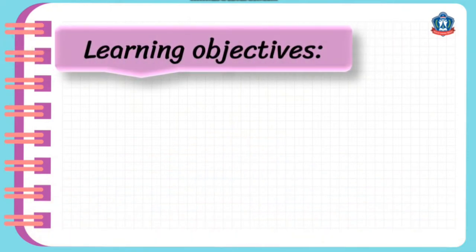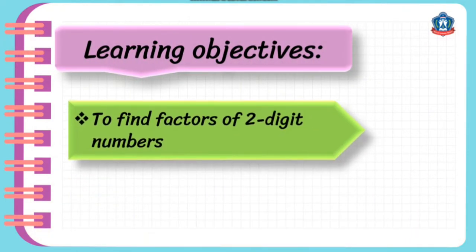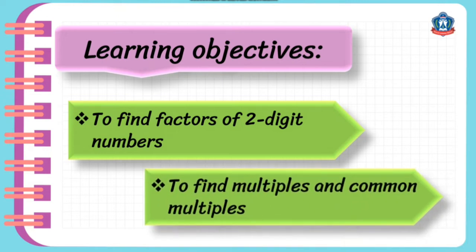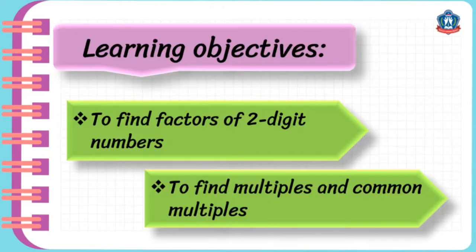To start with, here are the learning objectives of this lesson. You will learn to find factors of two-digit numbers and to find multiples and common multiples. Okay, are you ready to learn this lesson? Okay, children, get ready, sit back, relax, and have fun learning this lesson.